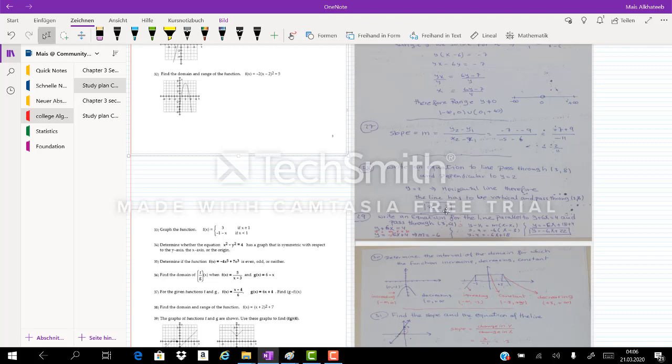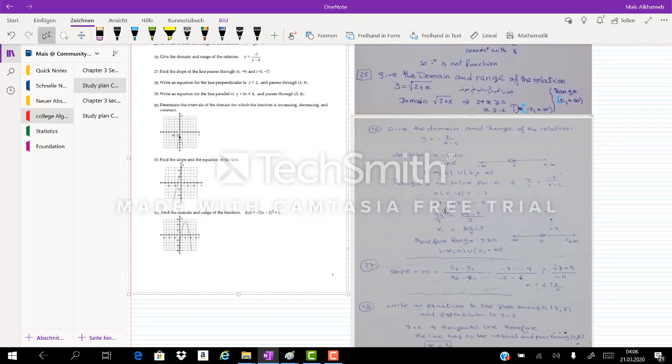29, they want from us to write an equation of the line parallel to y plus 6x equals 4 and passing through the point 3, 4.